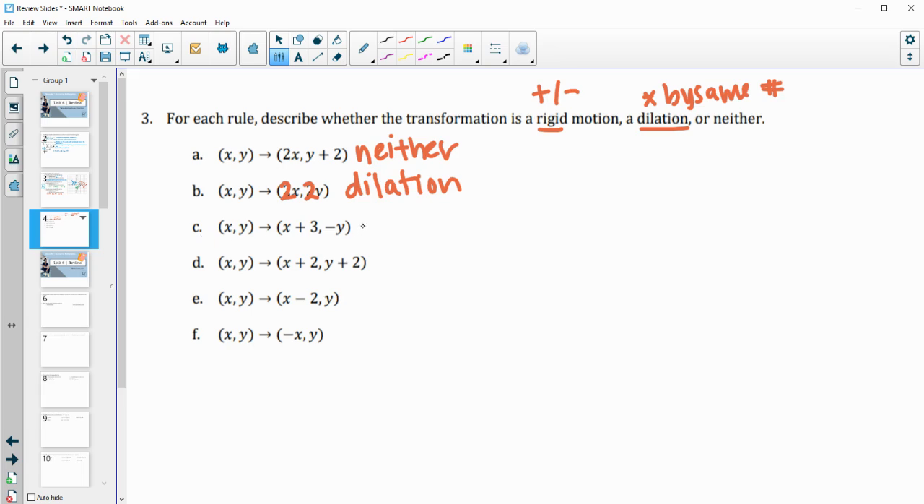This next one is rigid. It's a combination of a translation and a reflection. D is just a translation, so this one is rigid. E is a translation as well, so this one is rigid. And then F is just a reflection, so that one is rigid as well.